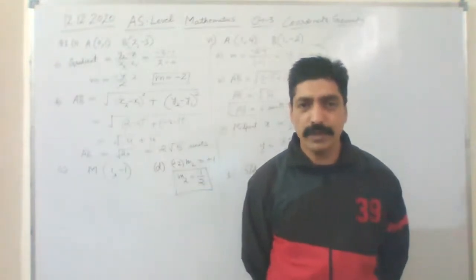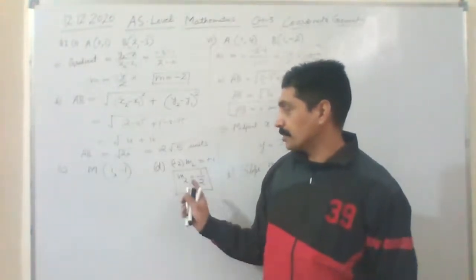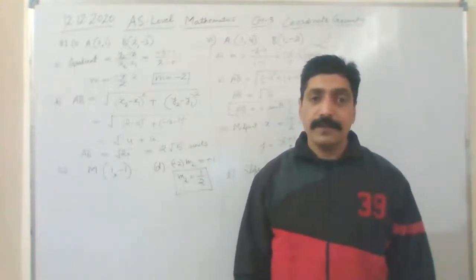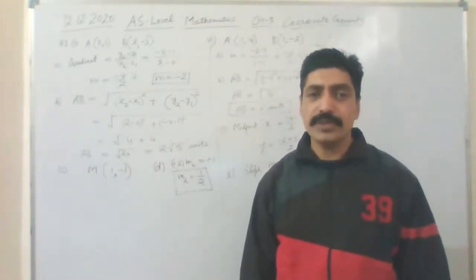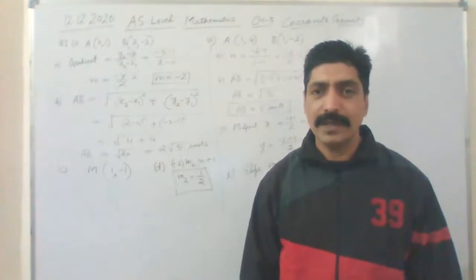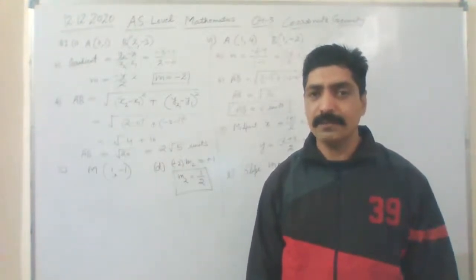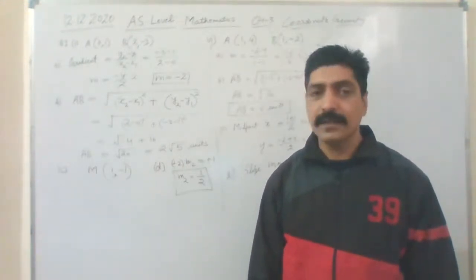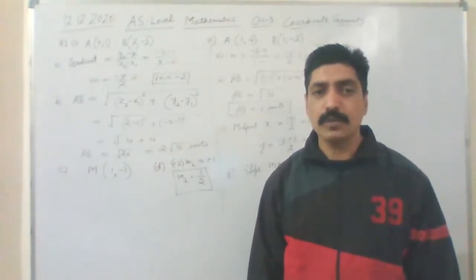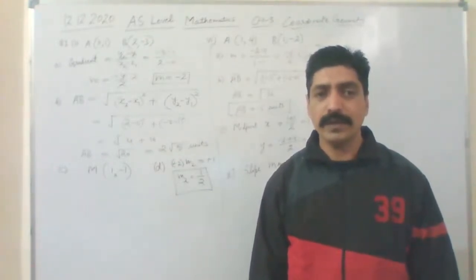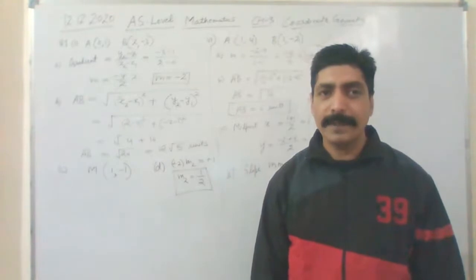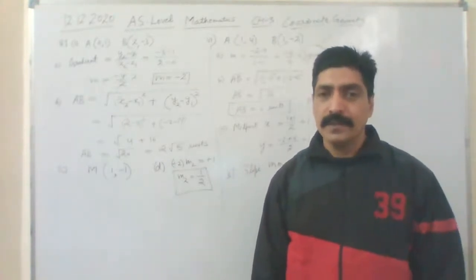And the last one, which we are using in all the questions: if two lines are parallel to each other, then their slopes are equal. And if the two lines are mutually perpendicular to each other, then the product of their slopes is minus 1. M1 into M2 is equal to minus 1.